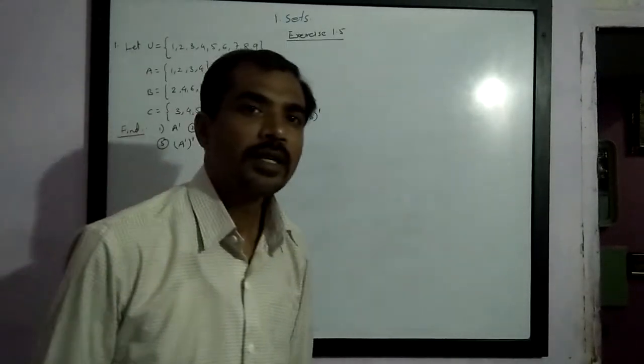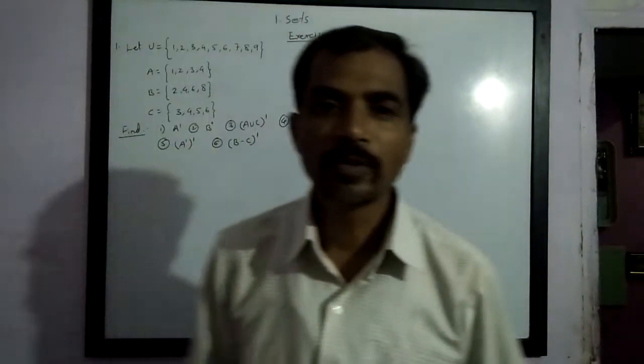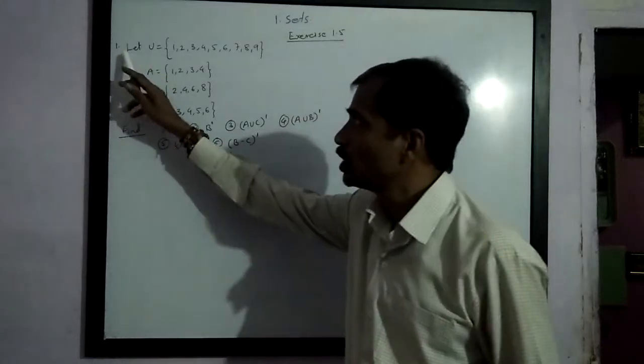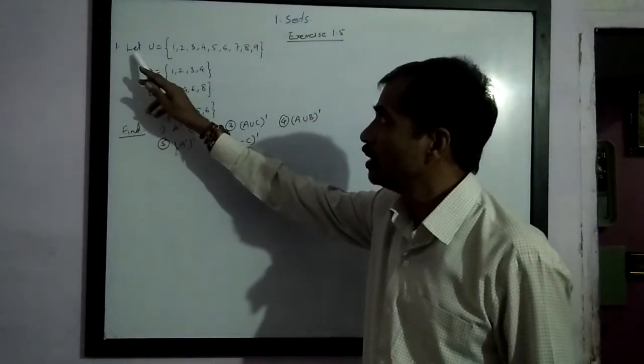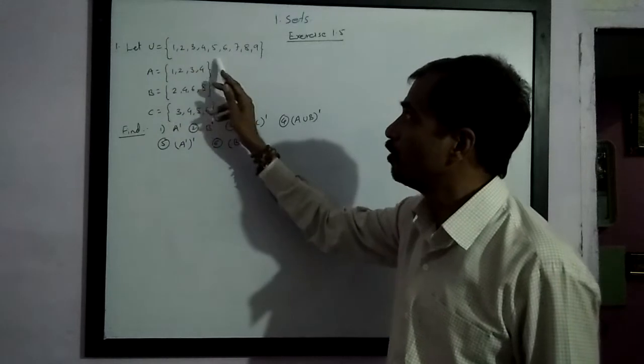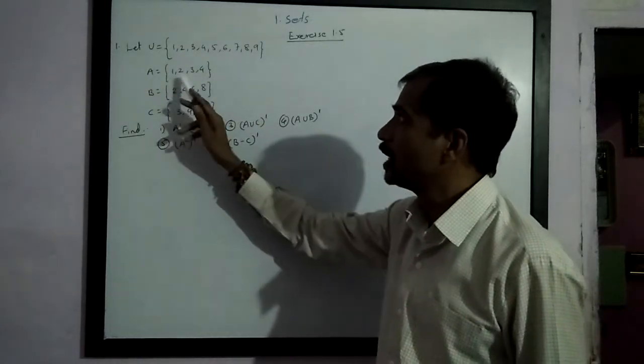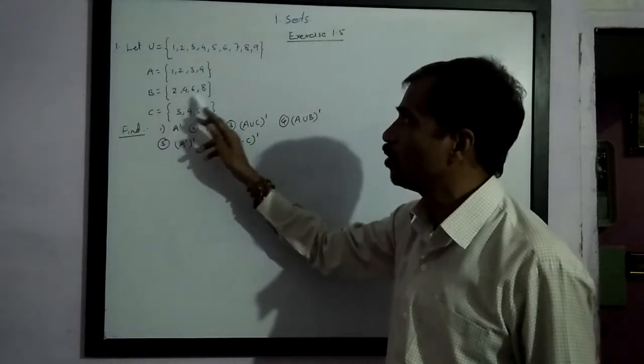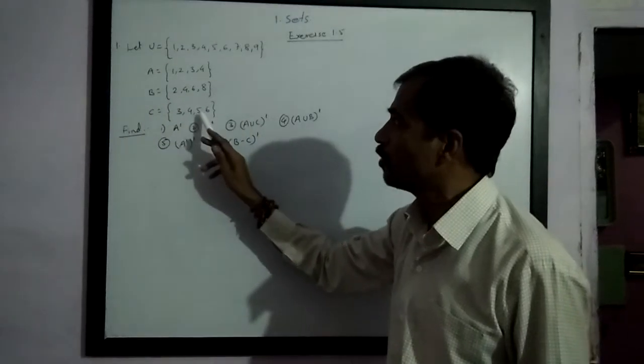Dear friends, in exercise 1.5 from the first chapter, we have the first question. Let U be the set of 1, 2, 3, 4, 5, 6, 7, 8, 9. A is the set of 1, 2, 3, 4. B is the set of 2, 4, 6, 8. C is the set of 3, 4, 5, 6.